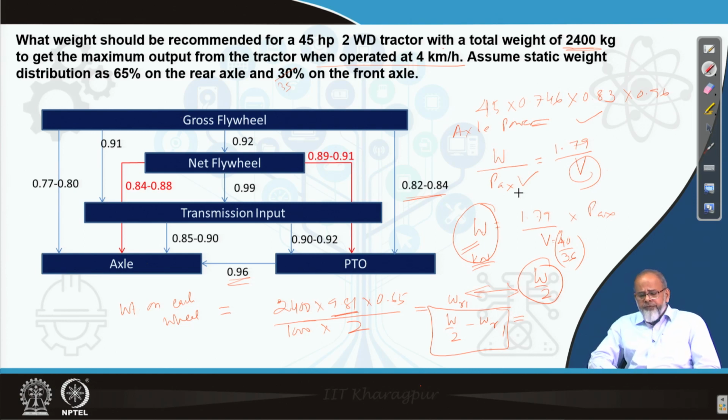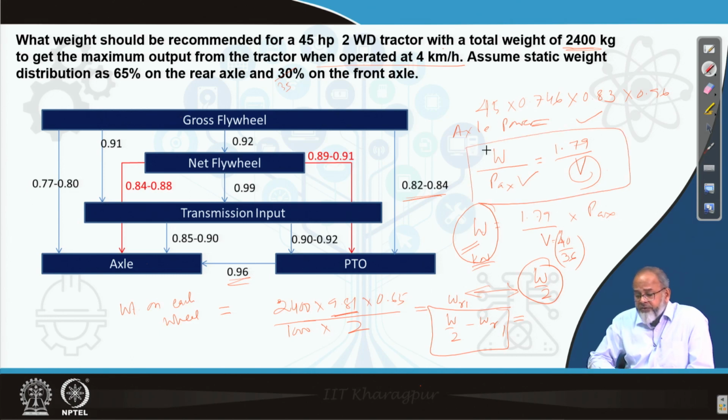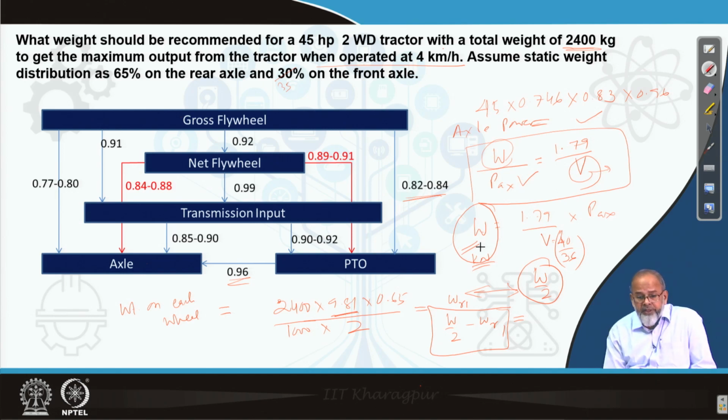Then once you know the axle power, following Dwyer's recommendation, W by P axle is equal to 1.79 by V. So we know at what speed we are going to move in the field, and that will decide how much the dynamic weight on the rear axle should be. Axle power is known and forward velocity is known, so we find the total dynamic axle weight, and then divide by 2 to find the weight required on each of the wheels. That is the requirement.